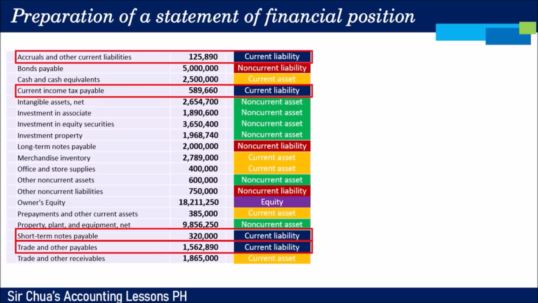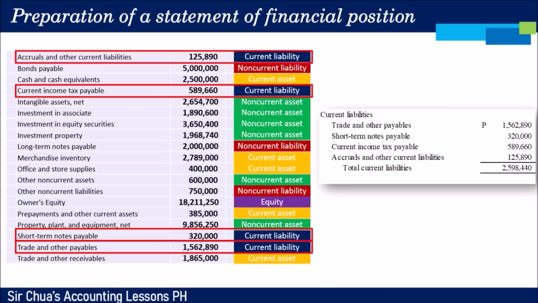So, kinategorize lang po natin ulit. Doon naman na po tayo. For current liabilities, we have accruals and other current liabilities, current income tax payable, short-term notes payable, and trade and other payables. Gagawan lang din po natin ang statement format. So, ang itsura po niya ay ganito. Ayan. Trade and other payables of 1,562,890.